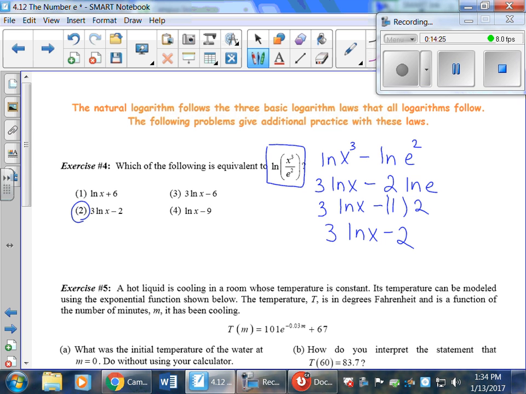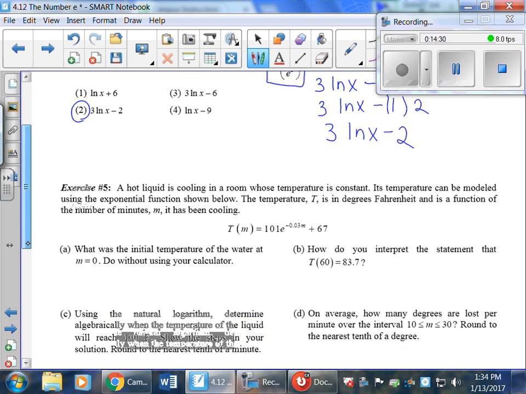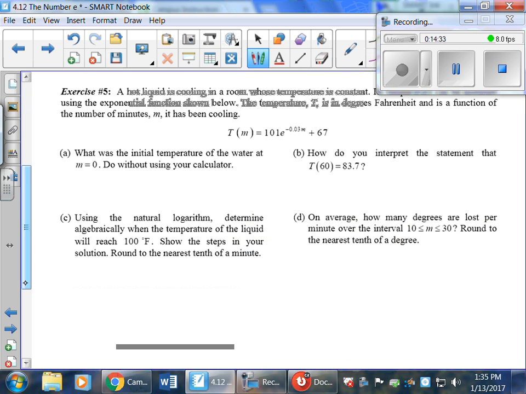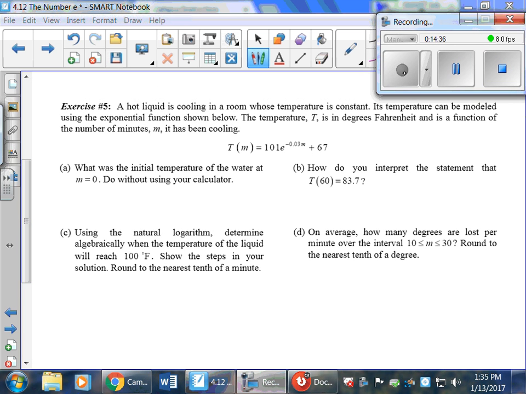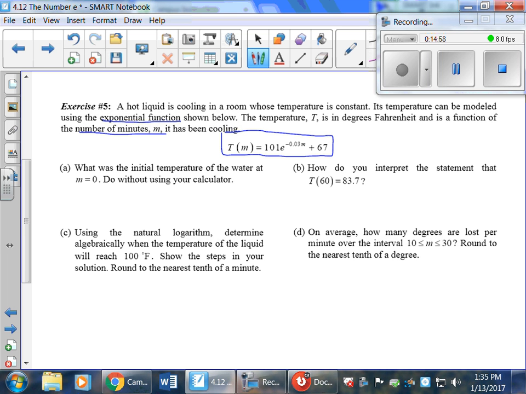All right. So moving on to exercise 5. This one is a little bit more complicated. A hot liquid is cooling in a room whose temperature is constant. Its temperature can be modeled by the exponential function shown below, which is right here. The temperature T is in degrees Fahrenheit and is a function of the number of minutes M it has been cooling. So A says, what was the initial temperature of the water at M equals 0? Do this without using your calculator.